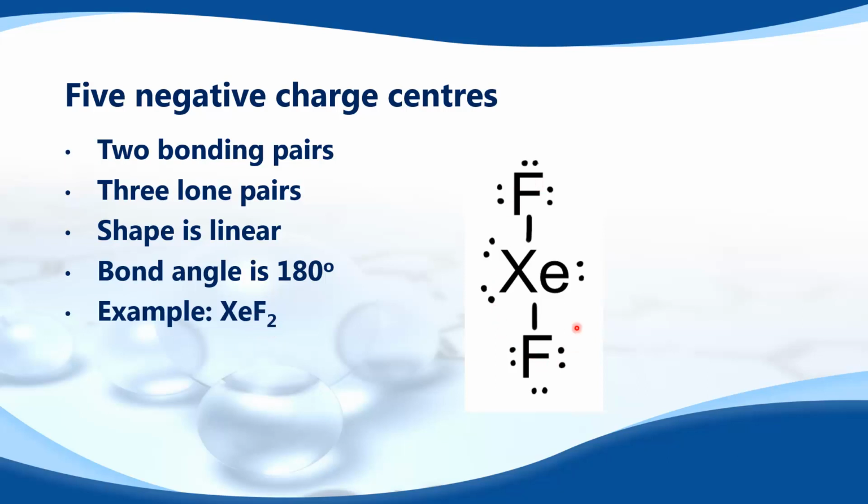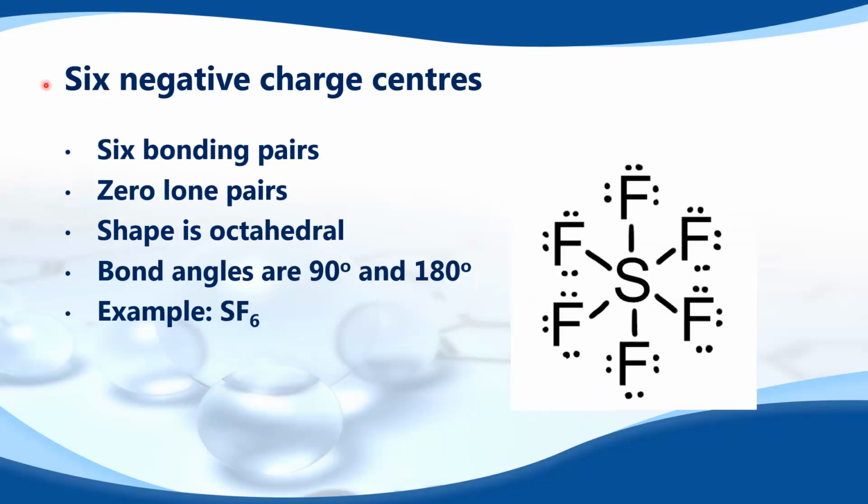So here's our XeF2 molecule. Xenon is the central atom, and it's bonded to 2 fluorine atoms. We have 3 lone pairs of electrons around the xenon atom, and this results in a bond angle of 180 degrees. So now moving on to 6 negative charge centers.